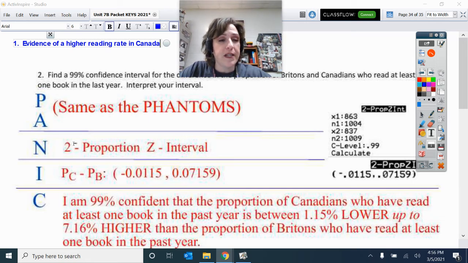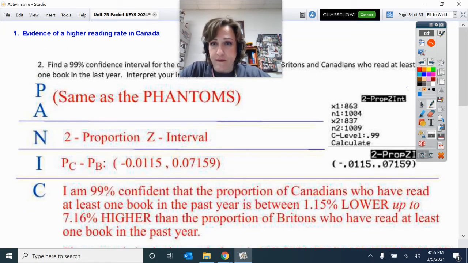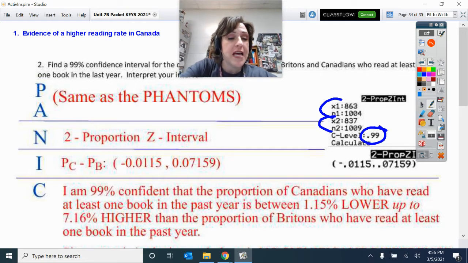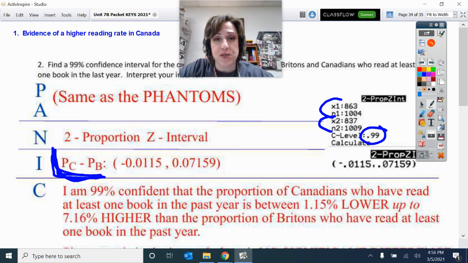The name of what I'm going to do is a 2 proportion Z interval. So I came over here, and once again, I have my Canadians first, my Brits second. I'm doing a 99% confidence interval, and here's the interval it gives me. I put the direction that I am subtracting, Canadians minus Brits, because it's the first minus the second. So this is interesting.